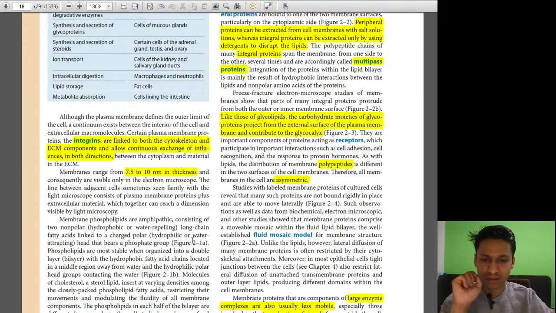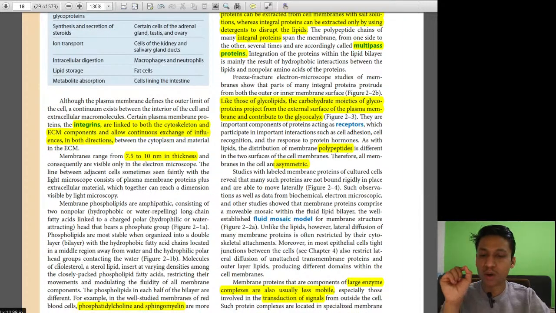Phospholipids are most stable when organized into a double layer, with the hydrophobic fatty acid chains located in the middle region away from the water and the hydrophilic polar head groups contacting the water. Molecules of cholesterol, a sterol lipid, insert at varying densities among the closely packed phospholipid fatty acids, restricting their movements and modulating the fluidity of all membrane components.